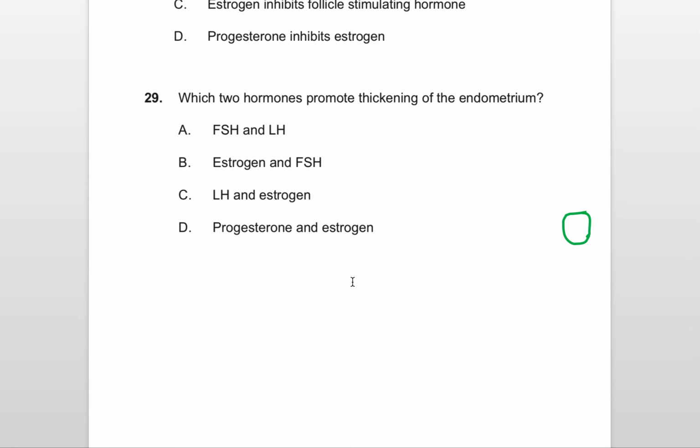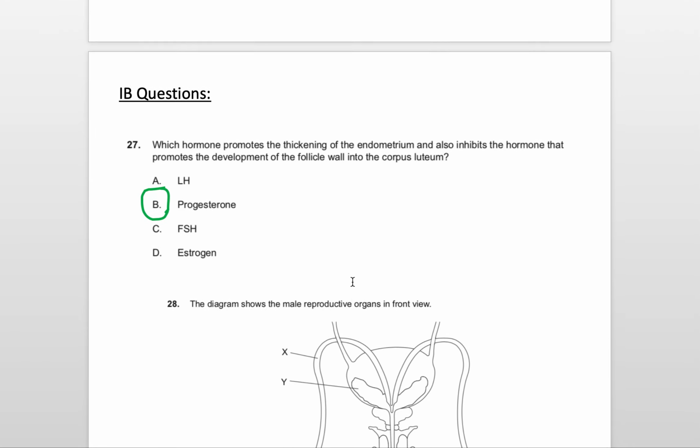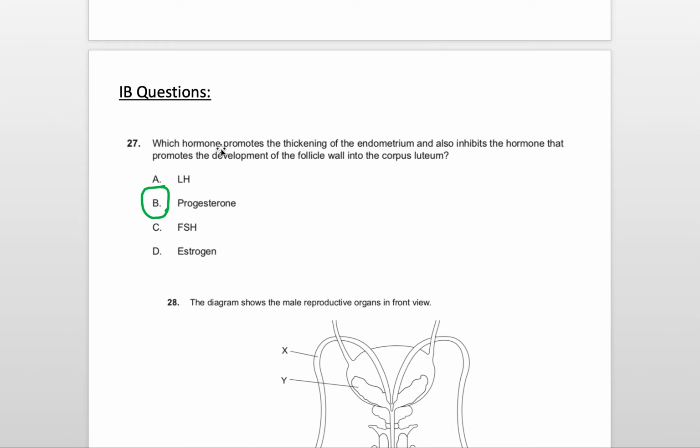Last multiple choice question here. Which two hormones promote thickening of the endometrium? Remember before, in our first question, that was like the first clue. Which hormone promotes the thickening of the endometrium? And I said, okay, both progesterone and estrogen do that. But the next part of the question will cause one of them to be eliminated, right?